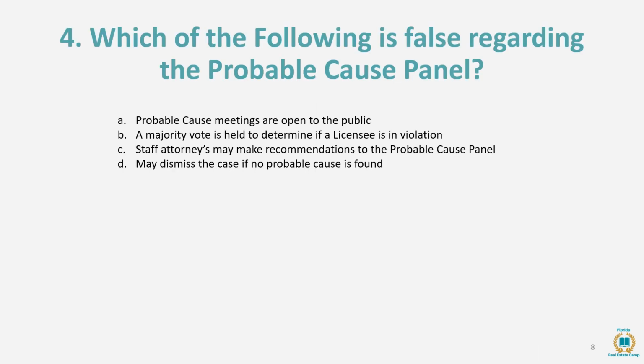Number 4, which of the following is false regarding probable cause panel? Is it A, probable cause meetings are open to the public? B, a majority vote is held to determine if a licensee is in violation of something? C, staff attorneys may make recommendations to the probable cause panel? Or D, they may dismiss the case if no probable cause is found?